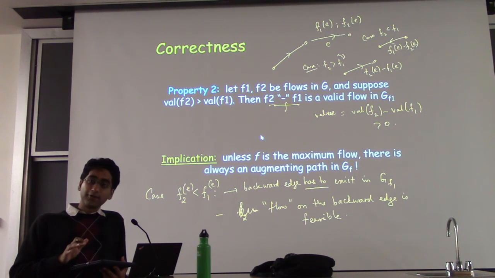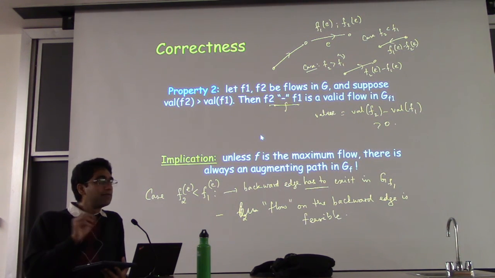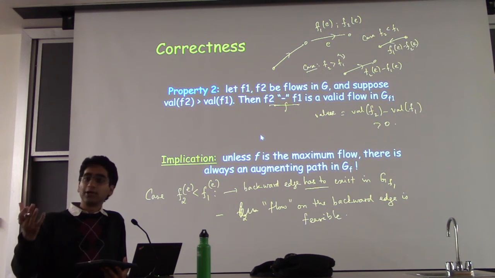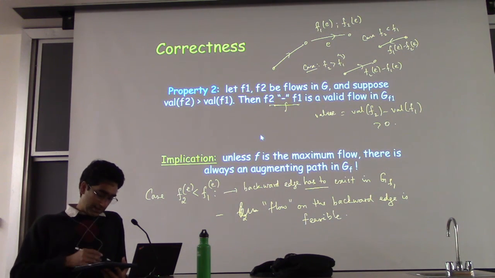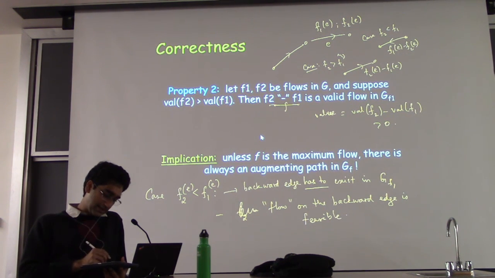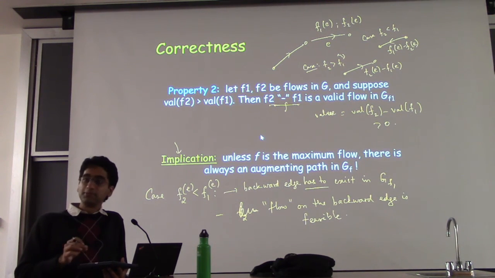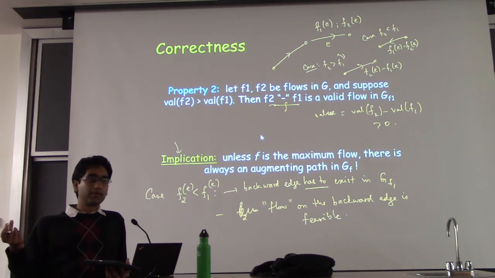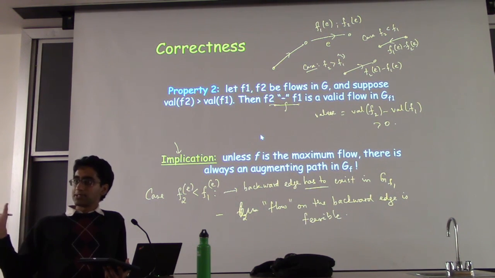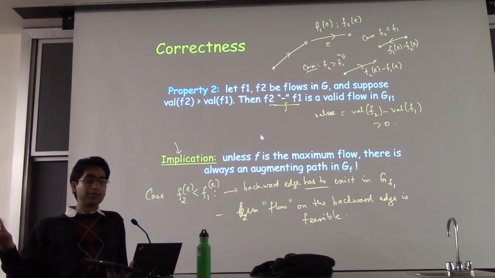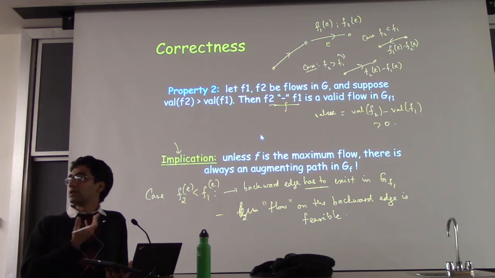But this is a rough idea, that this F2 minus F1 as I have defined is a valid flow in this residual graph. And this implies that unless you actually are at the maximum, you can always find an augmenting path. This means that the algorithm is correct, because if the algorithm stops, it means that it could not find any more augmenting paths, and that means it's actually the maximum.